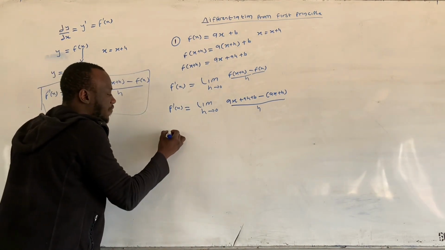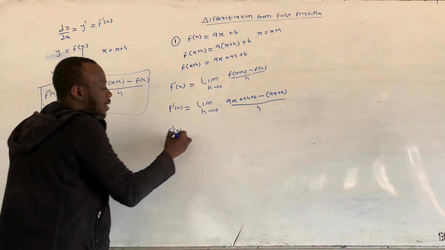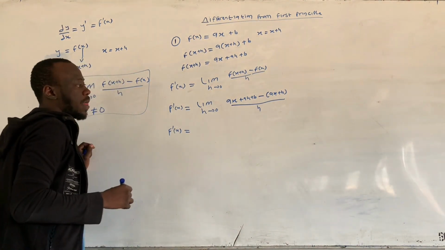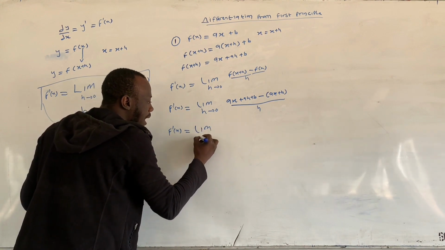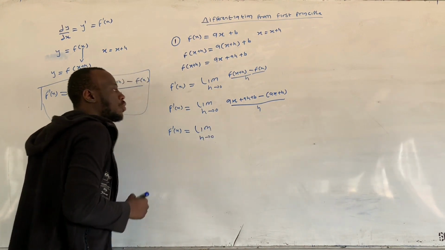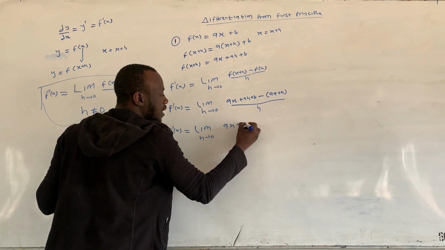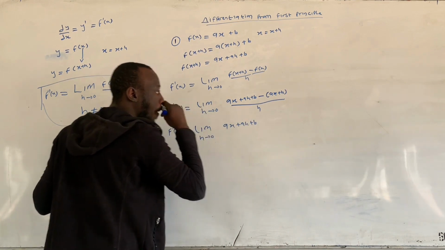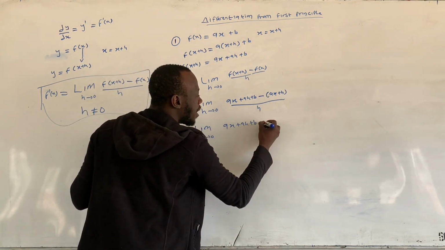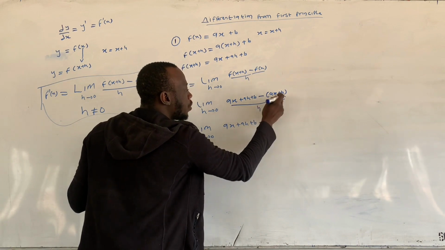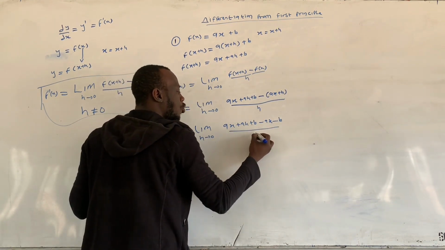This means that f prime of x is equivalent to the limit as h tends to 0 of ax plus ah plus b. Here we open the bracket: minus ax, again minus plus here, minus b, all over h again.